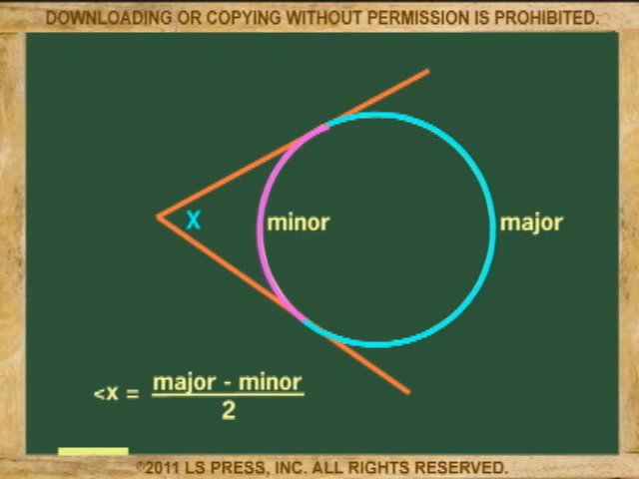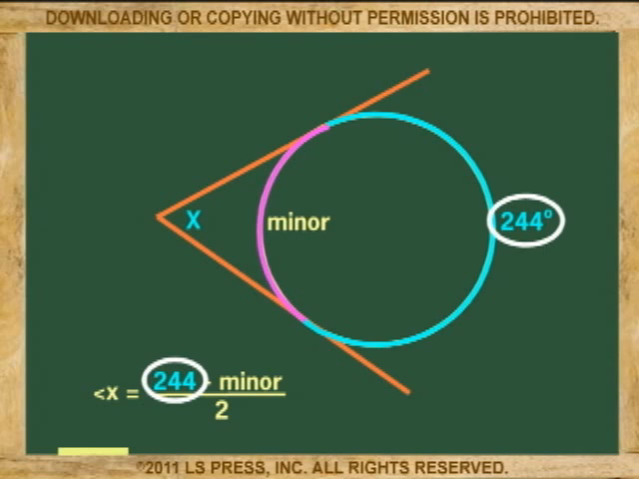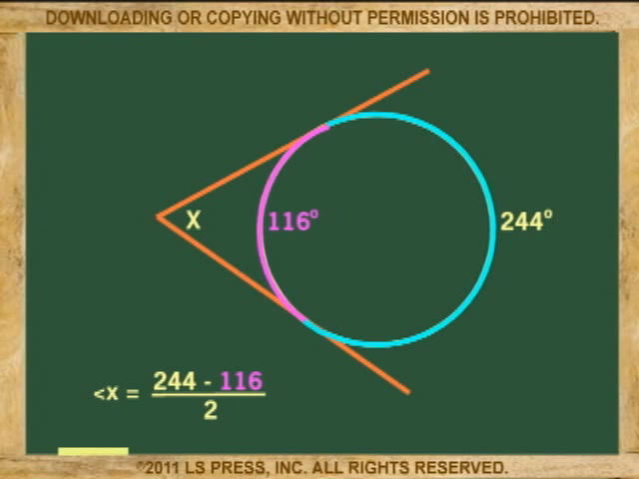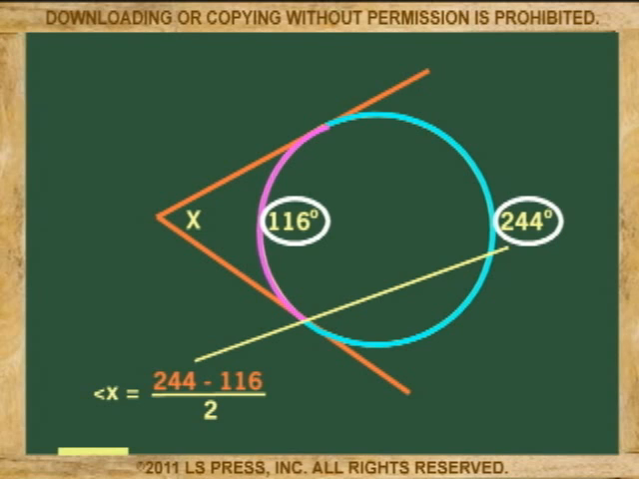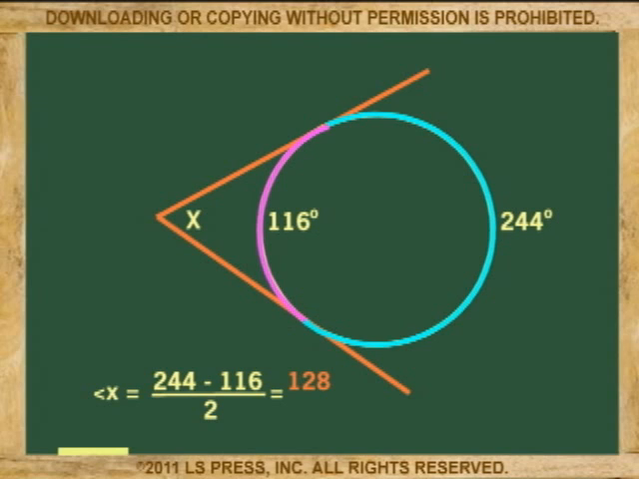For example, if the major arc is 244 degrees, then the minor arc is 360 minus 244, or 116 degrees. Now we subtract the minor arc, 116 degrees, from the major arc, 244 degrees. We get 128. 128 divided by 2 is 64. So angle X is 64 degrees.